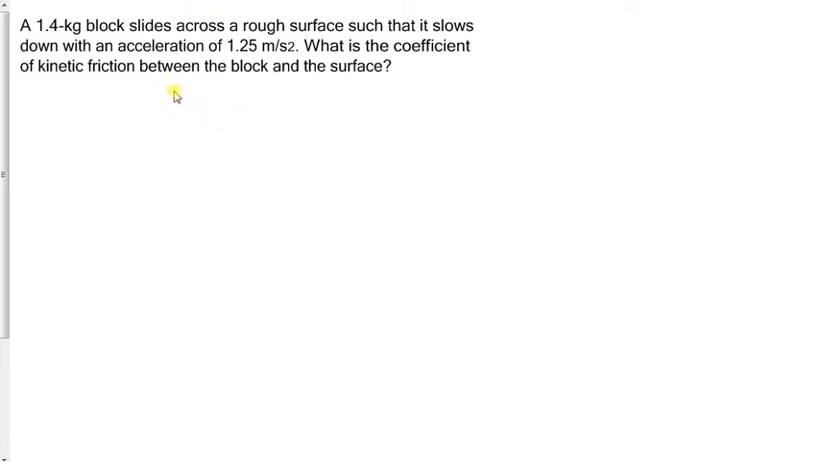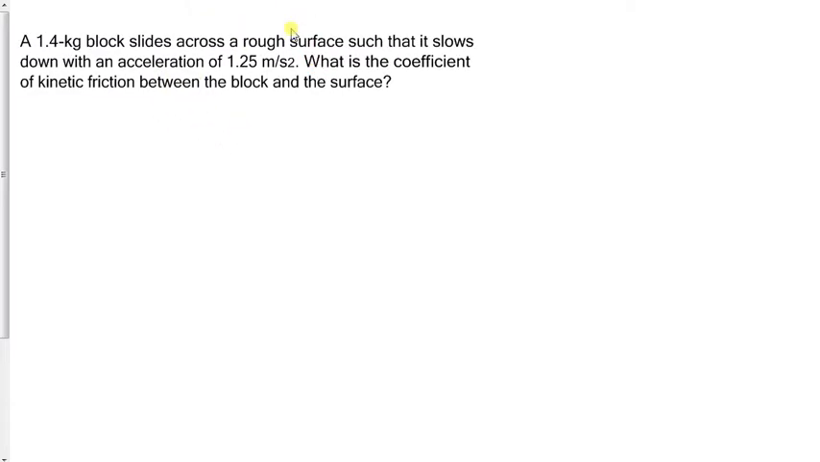Third example. Example 3. A 1.4 kilogram block slides across a rough surface such that it slows down with an acceleration of 1.25 meter per second square. What is the coefficient of kinetic friction between the block and the surface? So I have to find mu k, the coefficient of kinetic friction. This is the unknown. Now let's see what we have given here. This is mass, 1.4 kg.